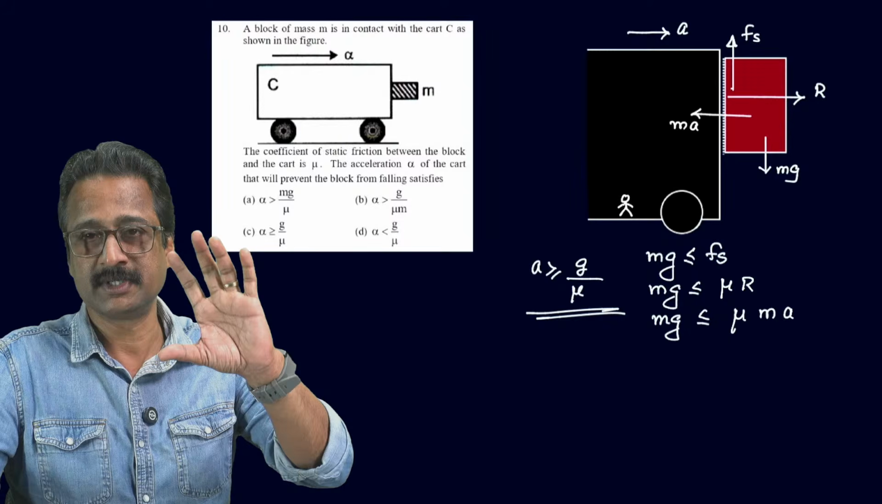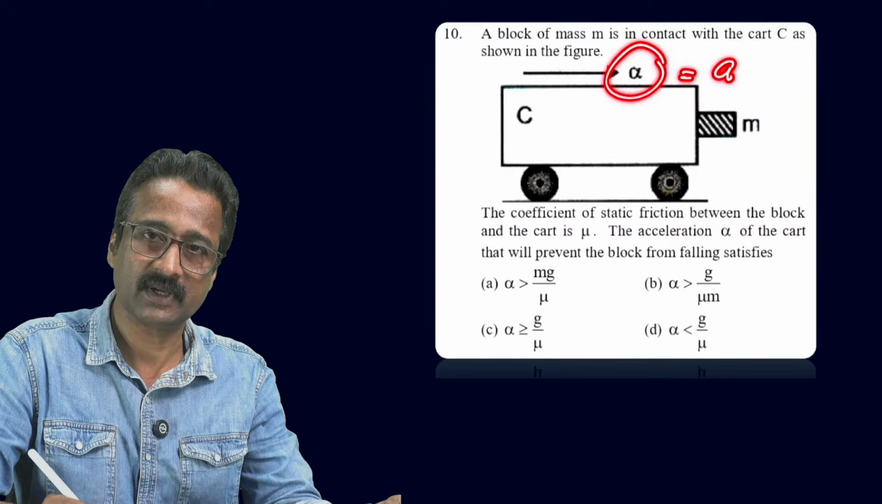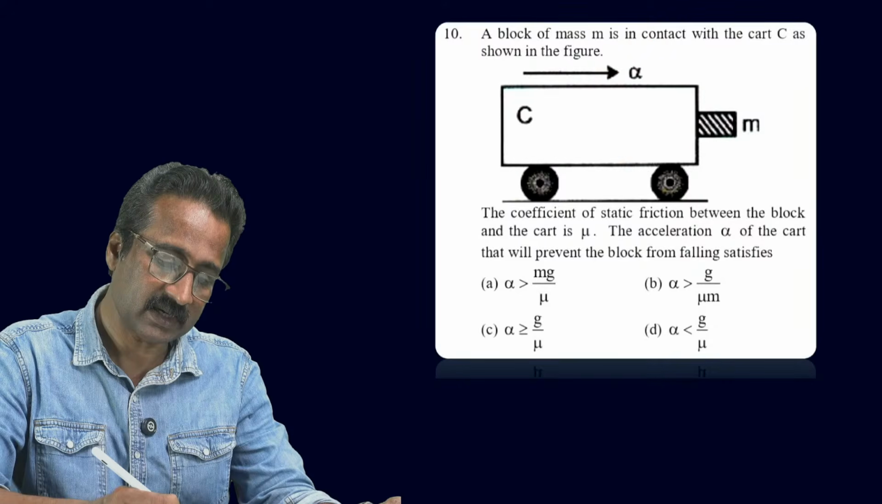Okay, that's alpha in the question, but I'm using A. That A must be greater than or equal to G by mu. Isn't that the result I got? Yes, this one is my result, G by mu. And you must go with option C. C is your answer.